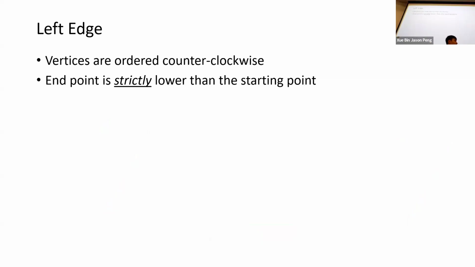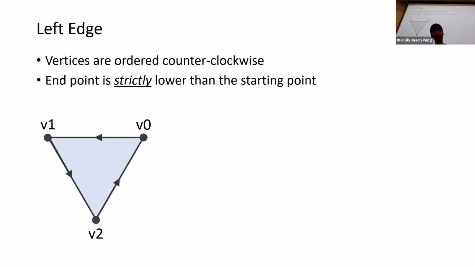Next, let's take a look at our definition of a left edge. So first, to define a left edge, we are again going to assume that the vertices are ordered counterclockwise around the triangle. So again, we are going to follow the right-hand rule. The normal for the triangle is going to point out of the screen in this case. So if you use a right-hand rule, all of the edges are going to be ordered counterclockwise. Now, given this particular ordering of the vertices, we're going to say that an edge is a left edge if the endpoint is strictly lower than the starting point.